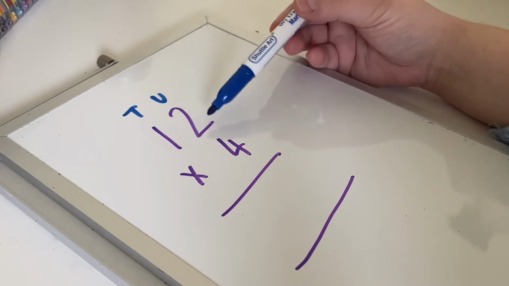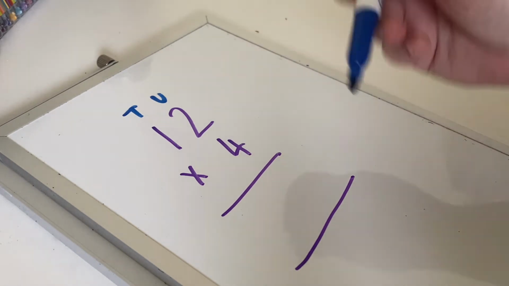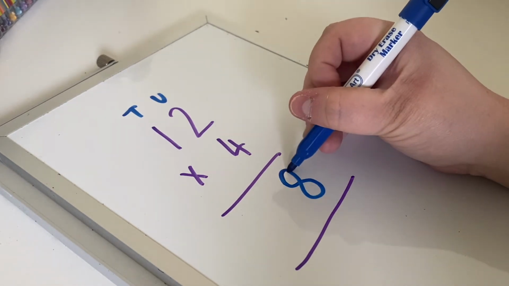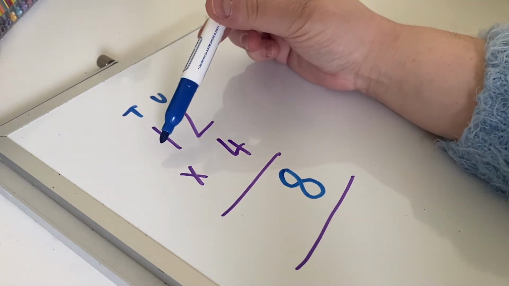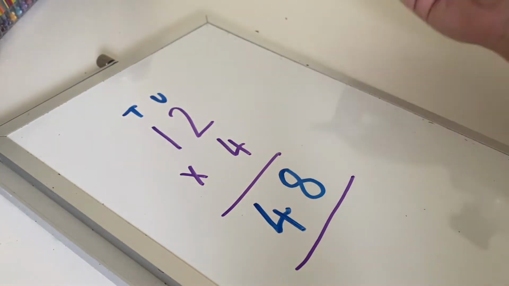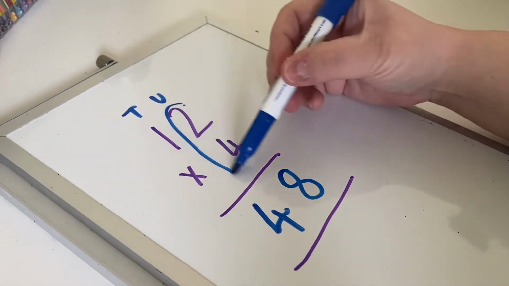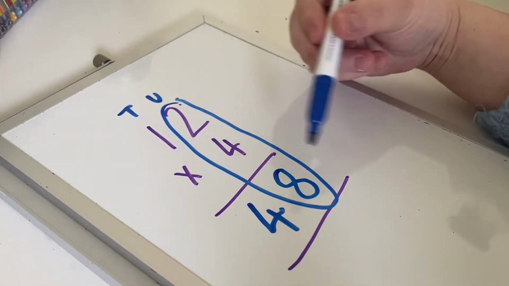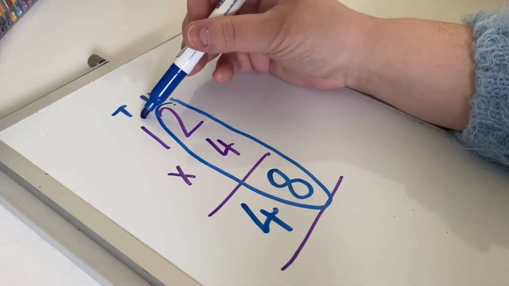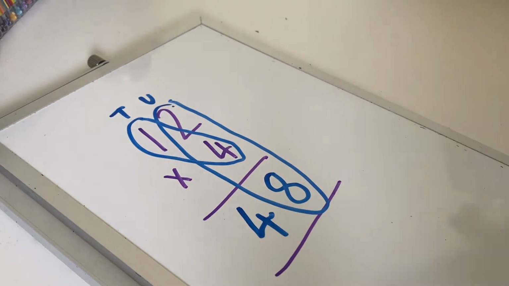We do the units first, same as last time. 2 times 4, which is 8. And then we're doing 1 times 4, which is 4. So no carrying that time. Straightforward. We put the 2 times 4 as 8, answer there, and the 1 times 4 is 4, answer there.